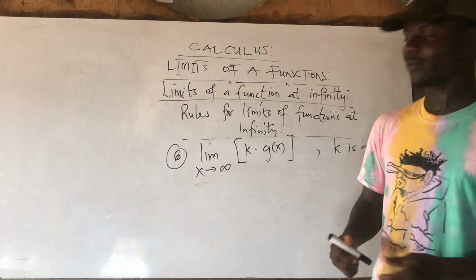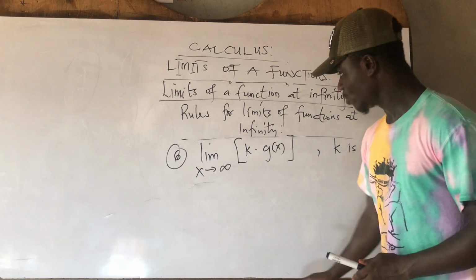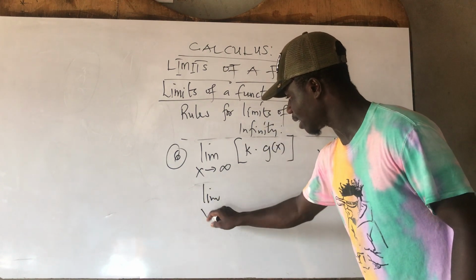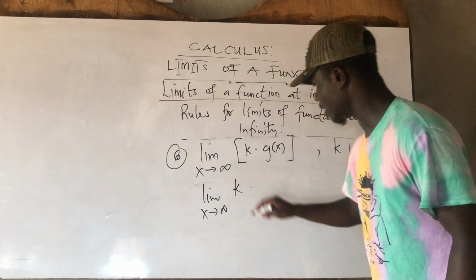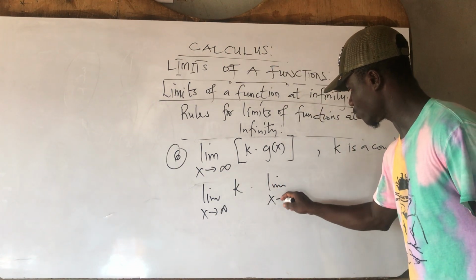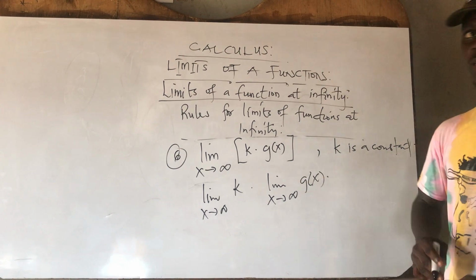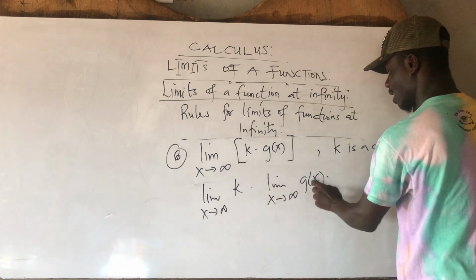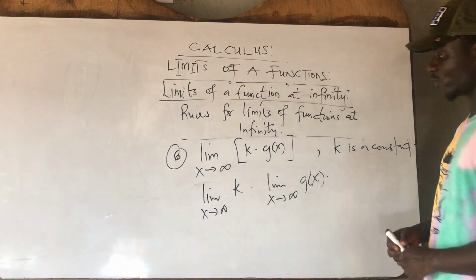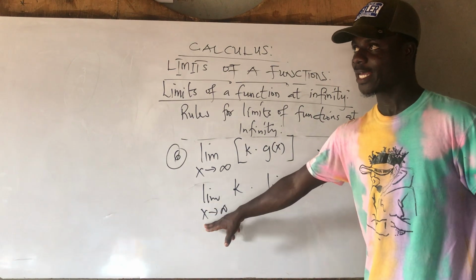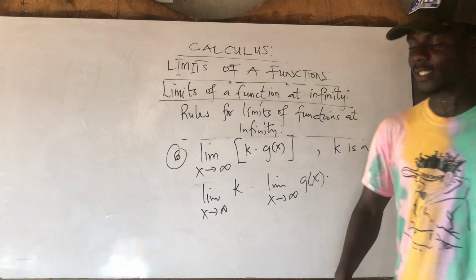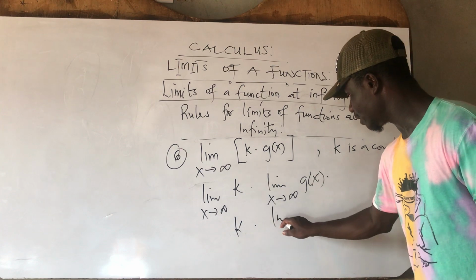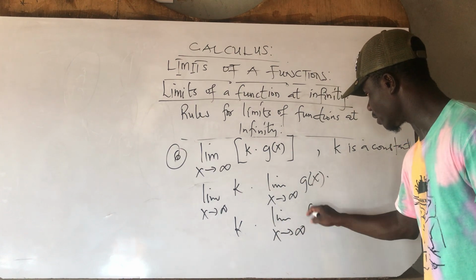So now, we all know that this one is a product, right? We can say that the limit as x approaches infinity of k times the limit as x approaches infinity of g of x. We all know that the limit as x approaches infinity of a constant is the same thing as k, right? So you get k times the limit as x approaches infinity of g of x.